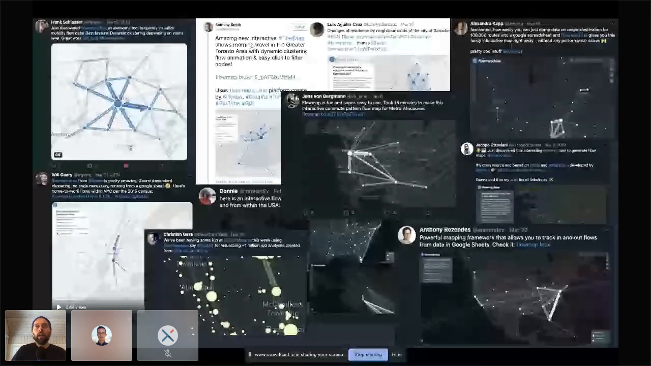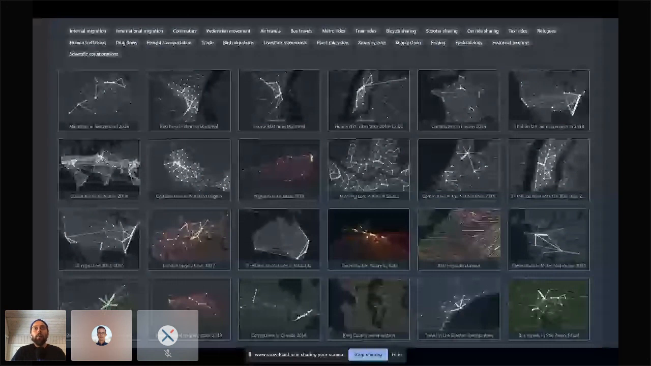There's a gallery, and there are data sets showing very different phenomena. Many are showing commuters. There are also migration data, bus, air travels, train travels, bicycle sharing systems. But there's also bird migrations data, supply chain, historical journeys, scientific collaborations. Very different phenomena can be described in this simple model.